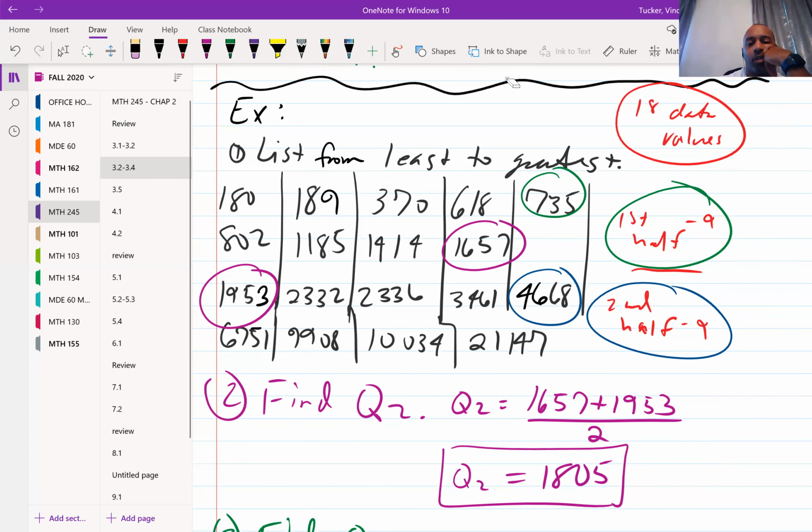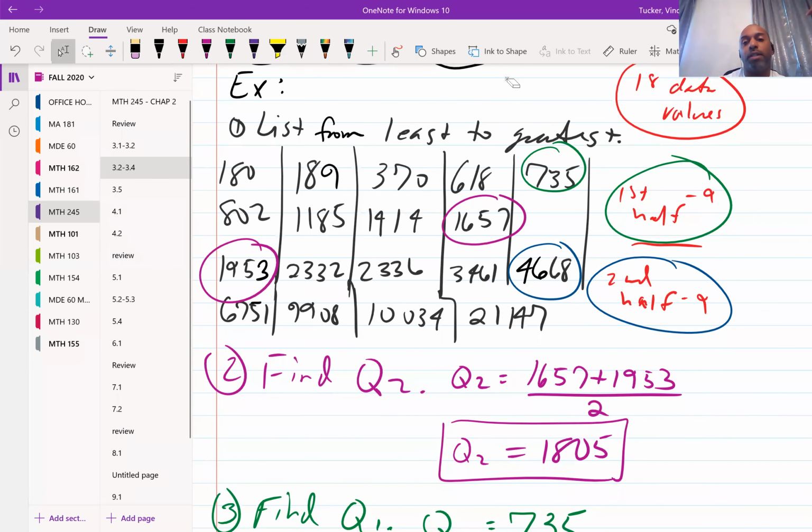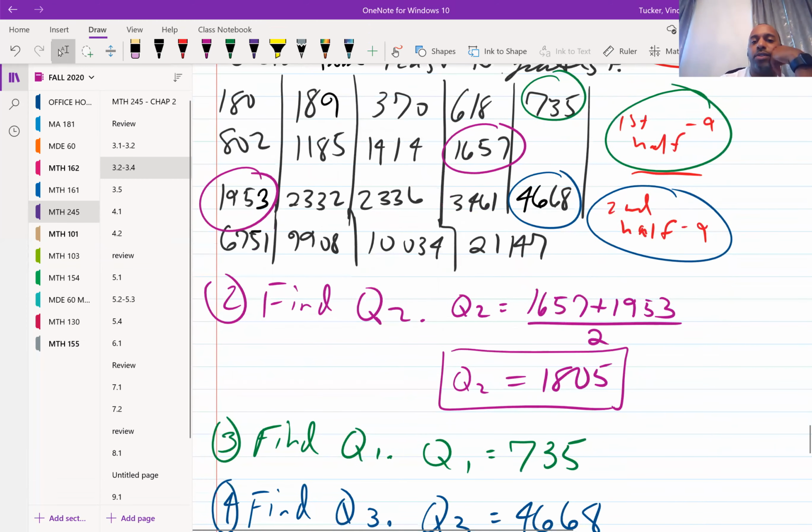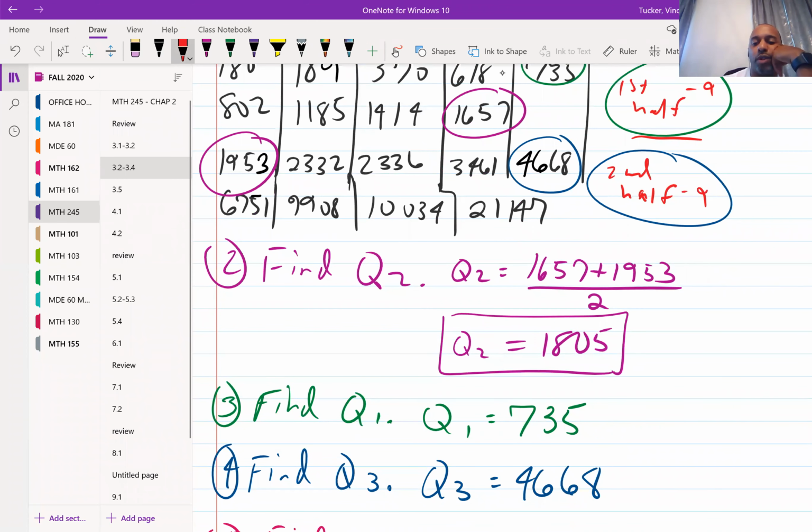So finding Q1 is going to be easy for us because there are 9 data values. Going back to the fact that I have an odd number, I do have a legit middle value, which would be 735. That's the number in the middle of my first half of data. For the second half of data, I again have 9 data values, so the number in the middle will be 4668. Before we go to another step, are we cool with how we found Q1, Q2, and Q3?